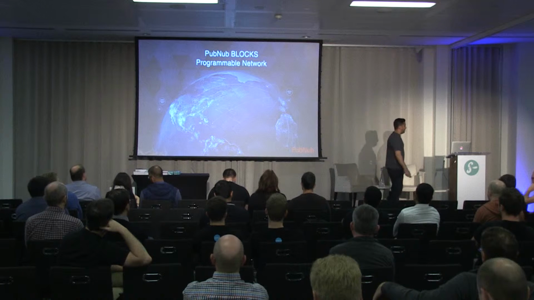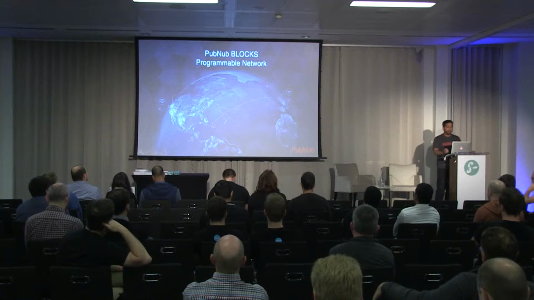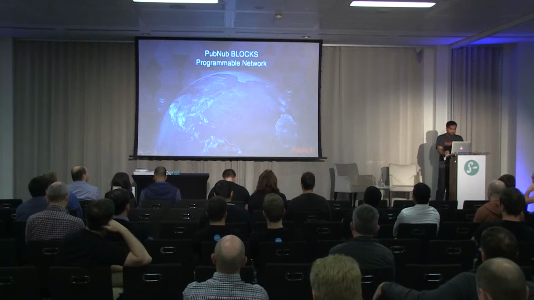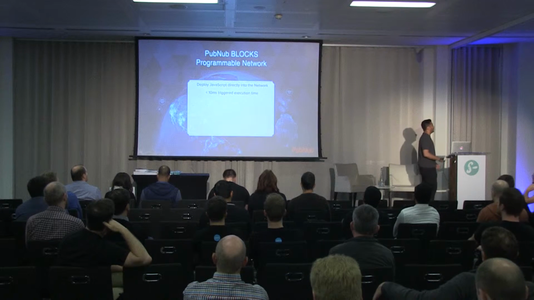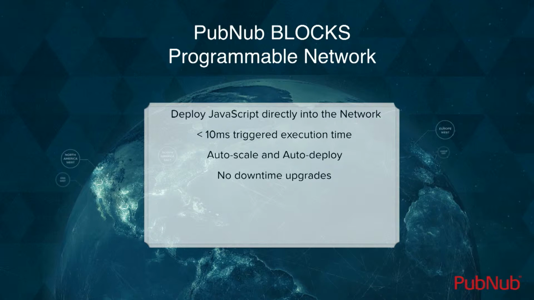As a global network, we have data centers on multiple continents, and people who connect to PubNub just connect to the closest data center. With Blocks, we allow you to deploy JavaScript directly into the network. When a message is sent and hits our network, your function, or block, gets executed in less than 10 milliseconds. We needed to allow our users to scale and deploy automatically. Just like your application will have newer versions, your business logic will change, so we need to ensure there is no downtime when you deploy new business logic.